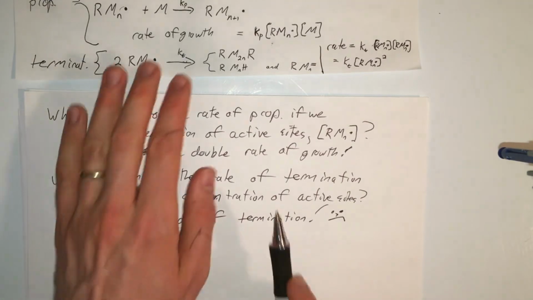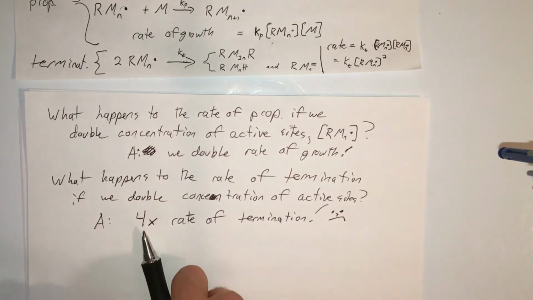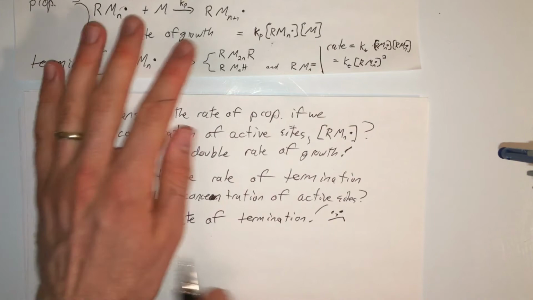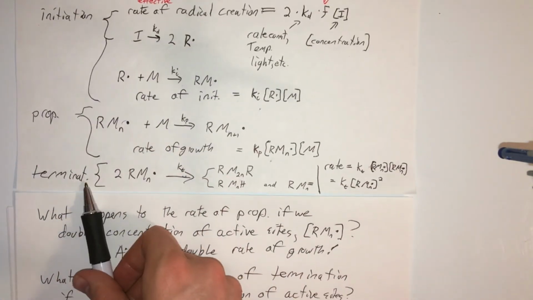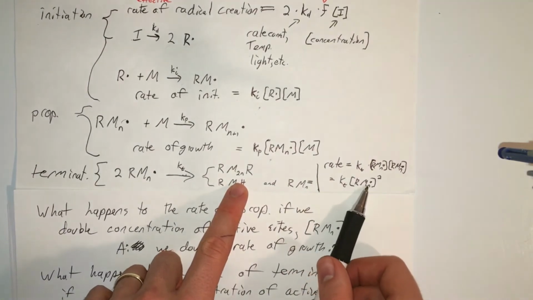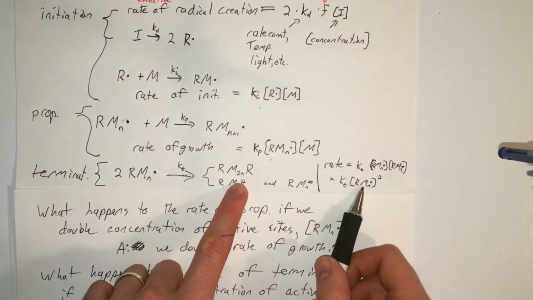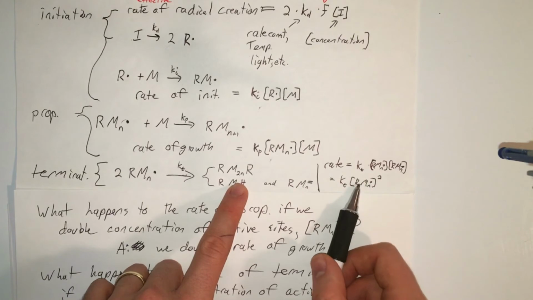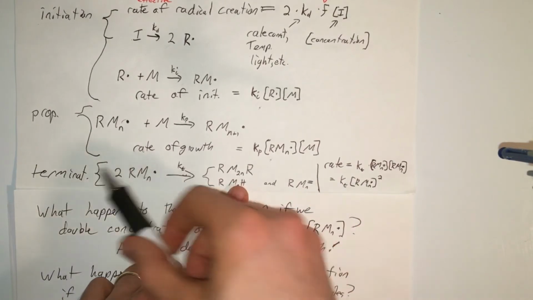And this is really bad. Wait, why is this quadrupled? Where does the quadrupled come from? Well, if we look at the rate law for termination, the rate of termination is proportional to this concentration squared. So if we double this number and then square it, we quadruple the rate of termination.